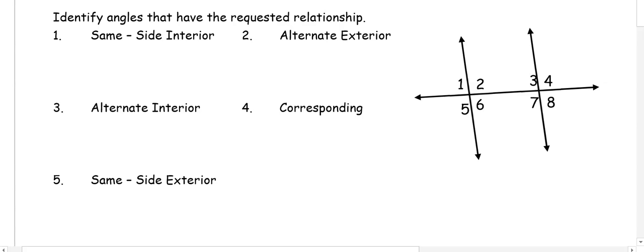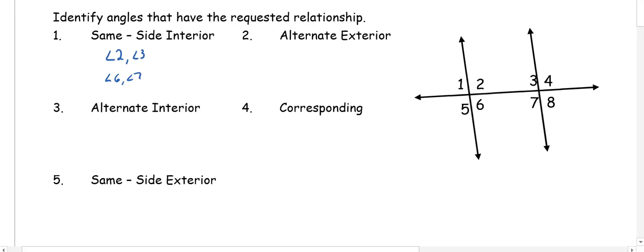This video is a review for the Unit 3 test. So based on the provided figure, we are going to identify angles that have the requested relationship. Same side interior means that they're going to be on the same side of the transversal and between the parallel lines. So we have angle 2 and angle 3. We also have angle 6 and angle 7.